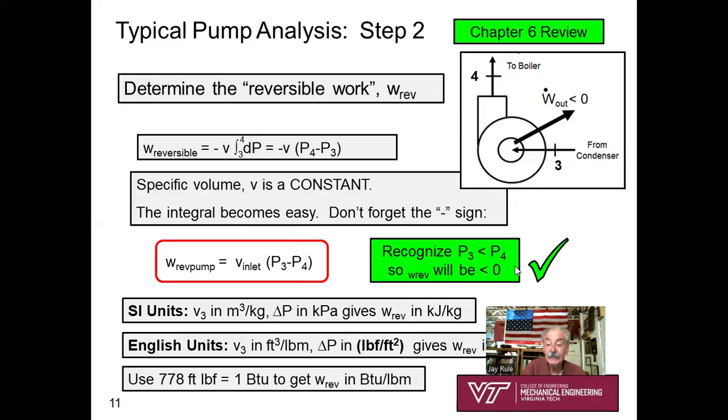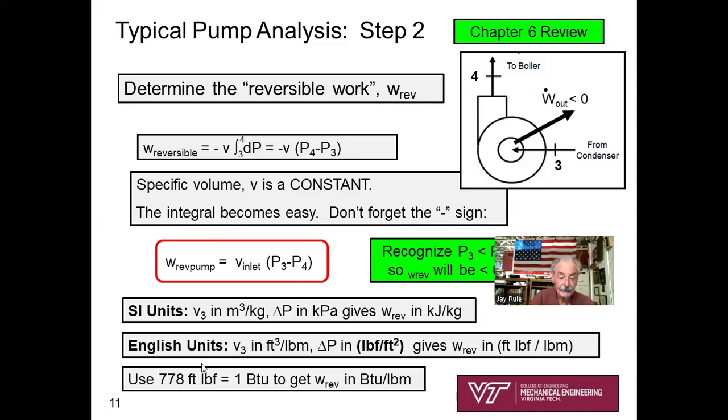Little w less than 0. Makes total sense. Okay, so V3. Oh yes, for this step 2. In SI units, you're going to have V3 in cubic meters per kilogram, and your delta P, P3 minus P4, is going to be in kPa. And if you work through the units of that, you will see that the resulting units are kilojoules per kilogram.